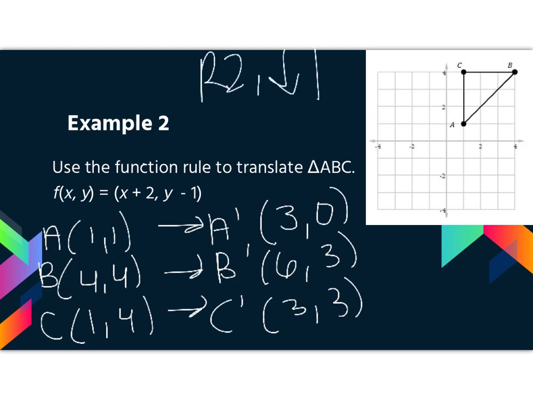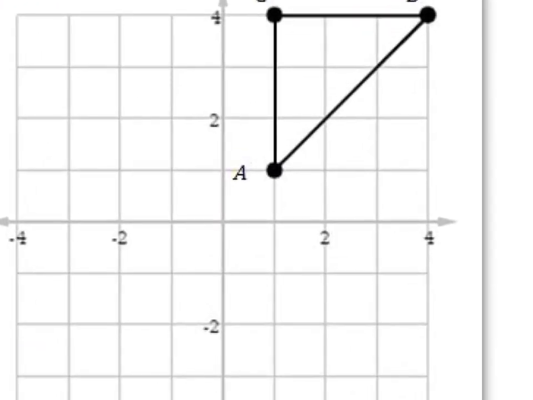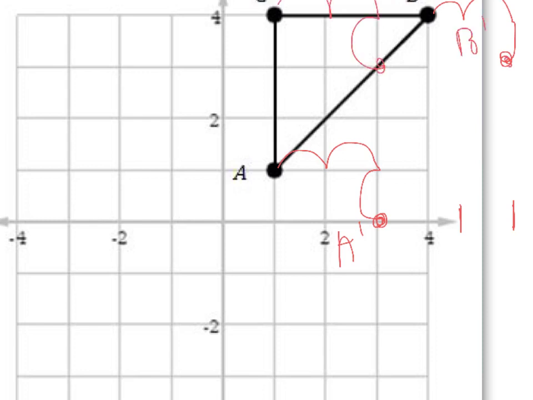So if we just look at our points that are given here, we can just apply that. So we go right 2 and down 1. So right 2 and down 1. So this is going to be A prime. We're going to need some more tick marks here. But if I go right 2 and down 1, here's B prime. And then right 2, down 1 is C prime.